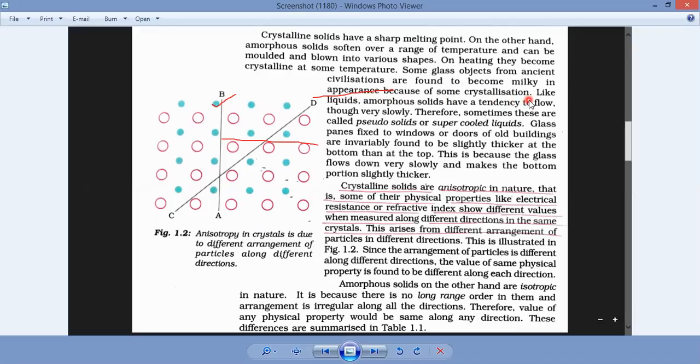As we know, glass is an amorphous solid which acts like a liquid, and like liquids, amorphous solids have a tendency to flow even though it is very slow. That's why we see in some old buildings the window glass panes are slightly thicker at the bottom than at the top. Therefore these are sometimes called pseudo solids or supercooled liquids. That's why glass is called a pseudo solid. This is because the glass flows down very slowly and makes the bottom portion slightly thicker. So that's the answer for the first question.